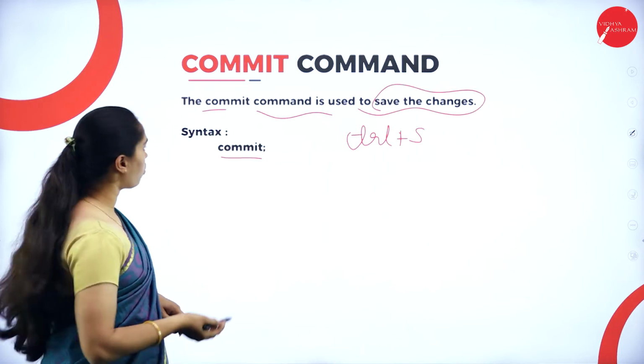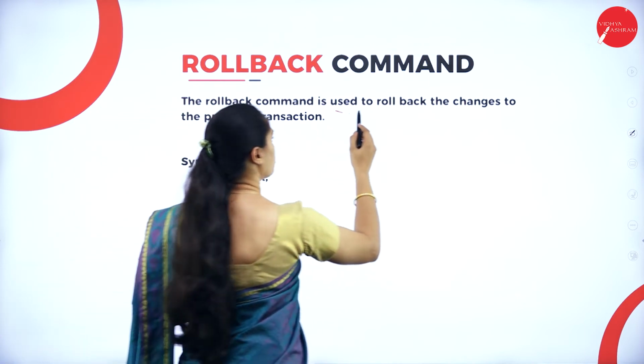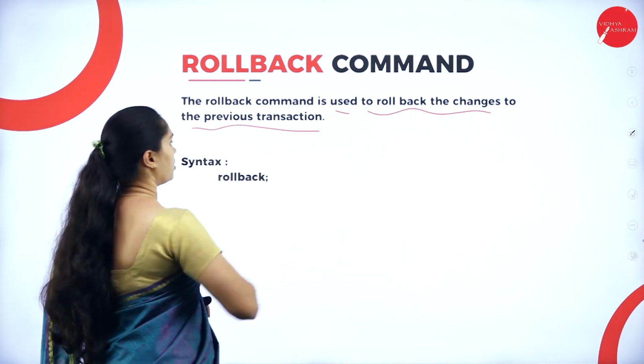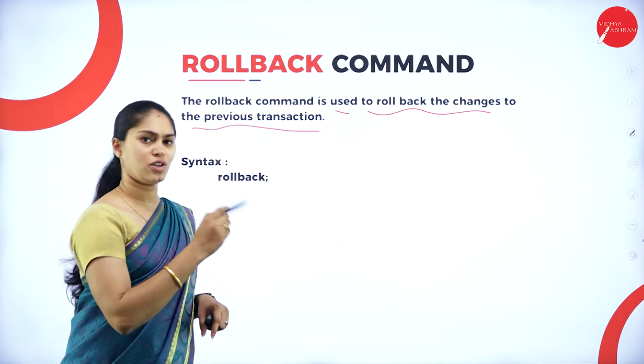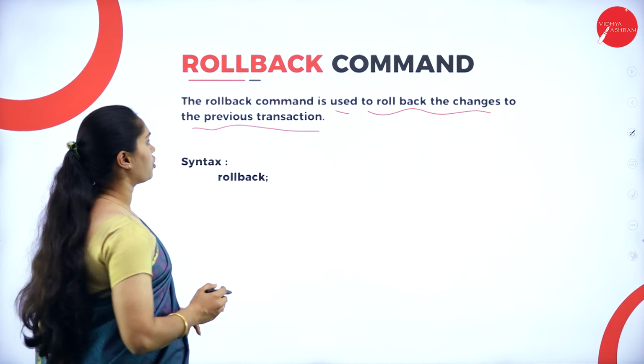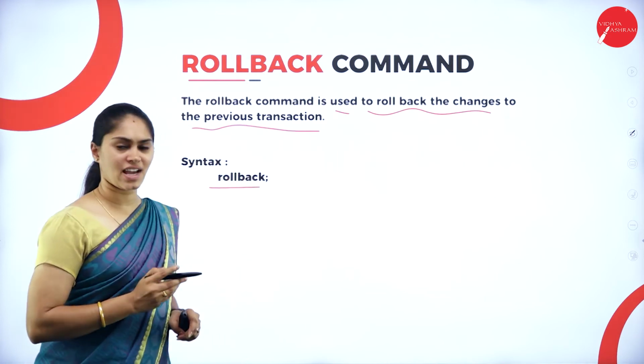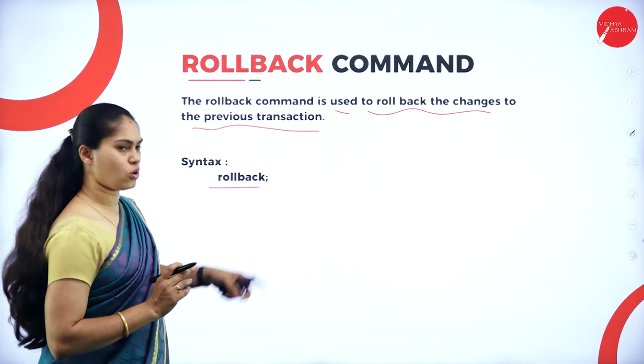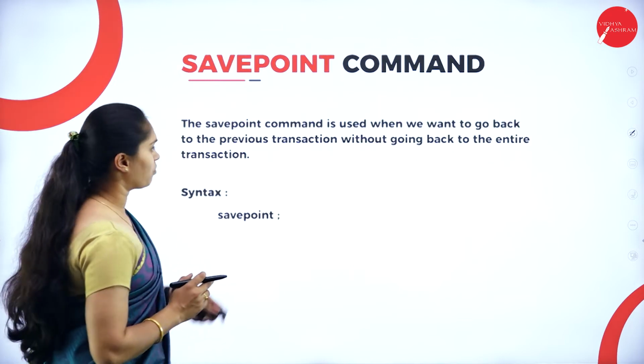Then what about rollback? The rollback command is used to roll back the changes to the previous transaction. If I wanted to undo or if I wanted to go back to the previous transaction, then we have to use this rollback. Then what will be the syntax? Only rollback semicolon. Fine. Then what about the SAVEPOINT command?